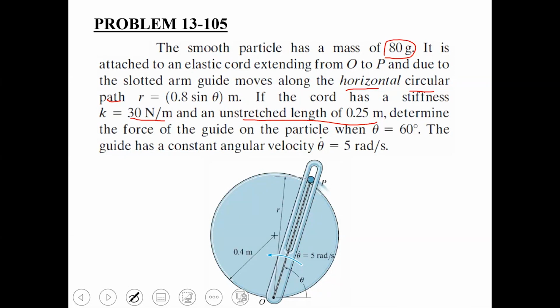You need to determine the force which this guide rod is exerting on the particle at the instant when theta is equal to 60 degrees. The guide has a constant angular velocity of 5 radians per second. It means that the angular acceleration is going to be equal to 0 because this rod is rotating with a constant angular velocity. The motion is again occurring in the horizontal plane, so you are not going to include the weight in this particular case. Is the problem clear to all of you?